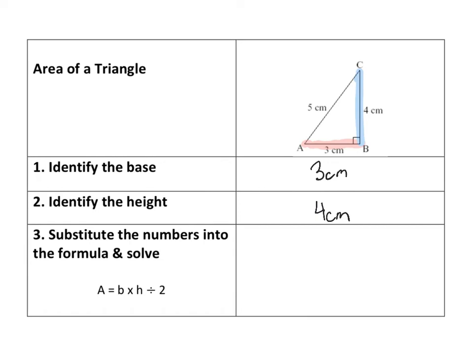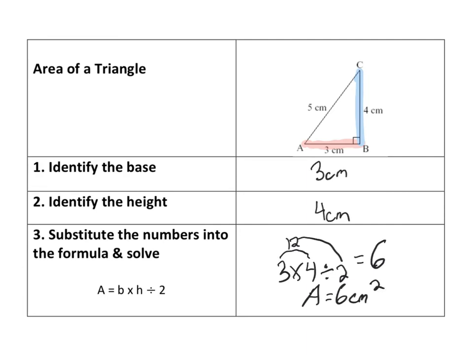Now we need to substitute the numbers into the formula and solve. So our base was 3, our height was 4, and then we have to divide by 2. So we know 3 times 4 is 12. 12 divided by 2 equals 6. So our area equals 6 centimeters squared. Whenever you find area, you have to square the units, or else the answer would not be correct. So area equals 6 centimeters squared.